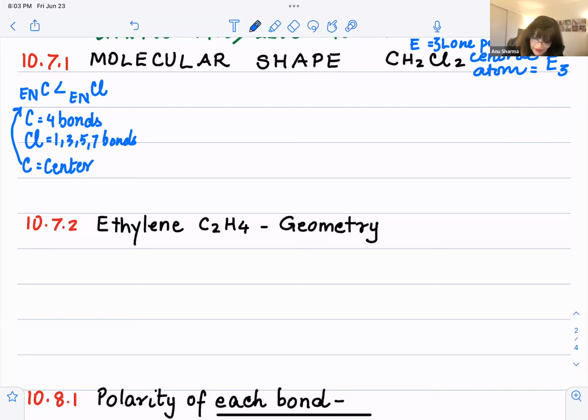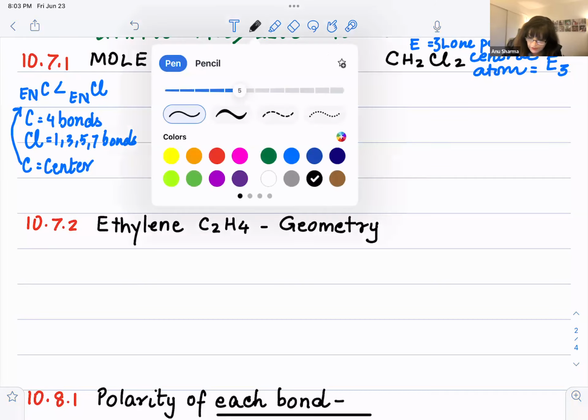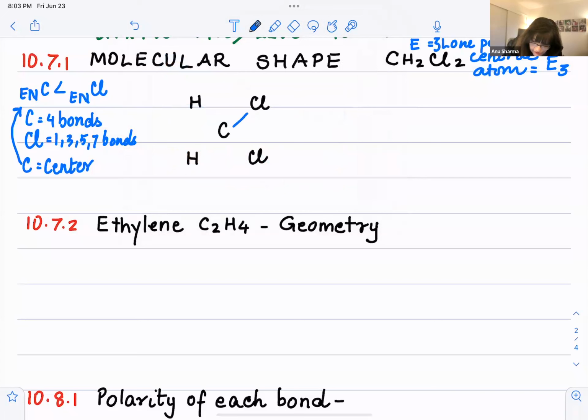Now we're going to put carbon in the middle, and on one side you're going to put hydrogen, and you can put another hydrogen here, and you're going to put a chlorine here, and another chlorine here. I'm just going to simply draw a very simple shape first, and then we're going to rearrange: 1, 2, 3, 4. Okay, like that.